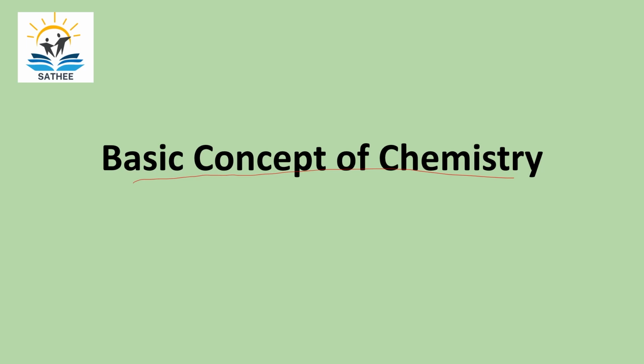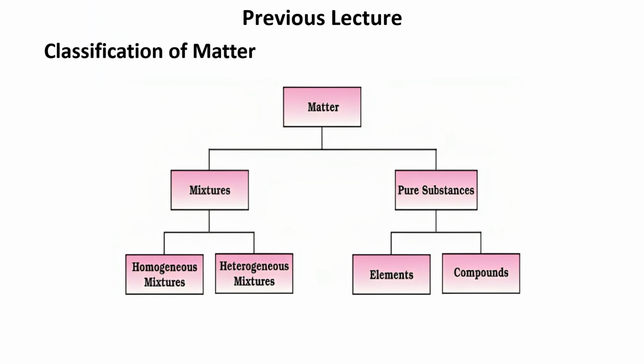Later on, we discussed matter, what the three states of matter are, which are solid, liquid and gas, and what their properties are. Then we discussed the classification of matter. So this is a chart from the previous lecture which I put here to give you a quick recap. So this is the matter. Matter can be classified into two: the first one is the mixture and the second one is the pure substance.